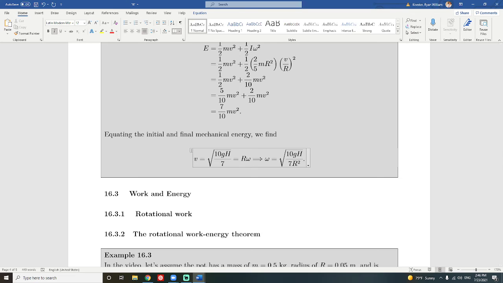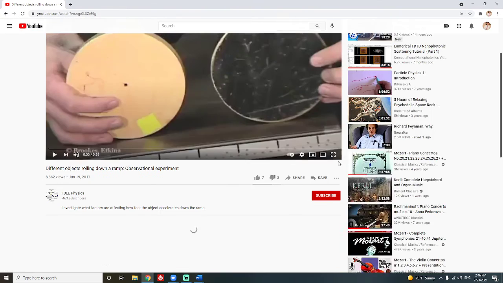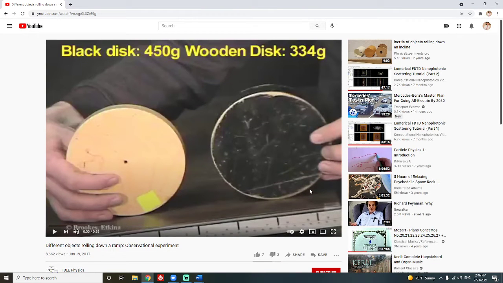Okay, cool. So I had a video I wanted to show you before we move on, and this is a classic demonstration that's done in intro physics classes, where essentially the instructor will just take some objects and roll them down a ramp, and it gives you maybe an idea of how the mass and the radius and moment of inertia and things like that affect how quickly these objects reach the bottom of the ramp.